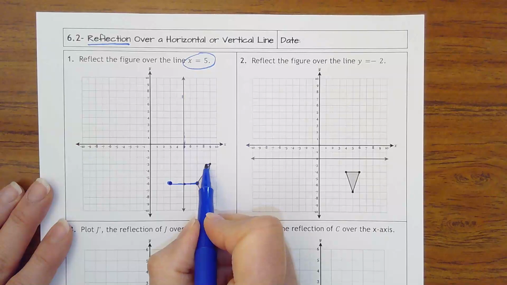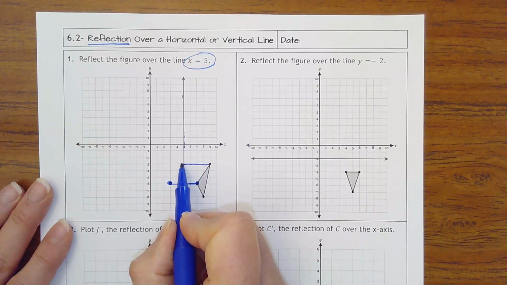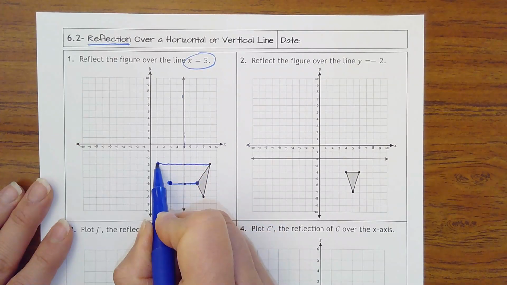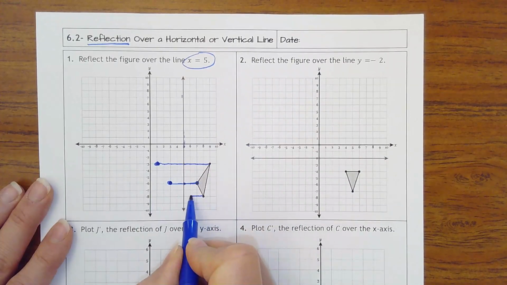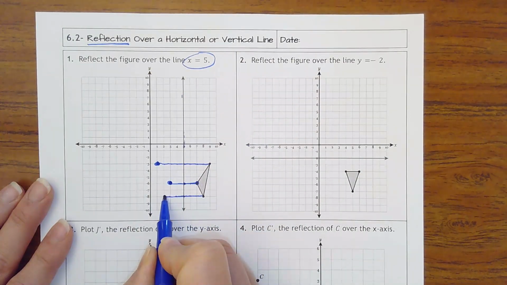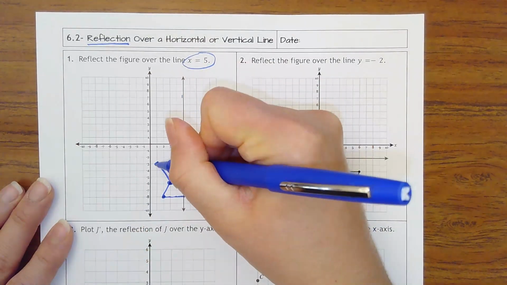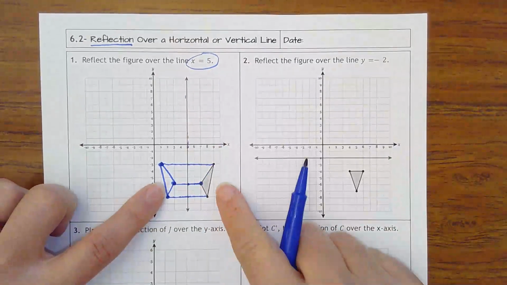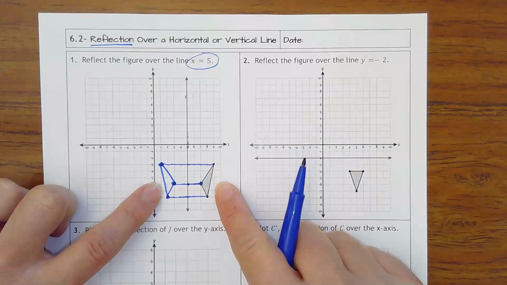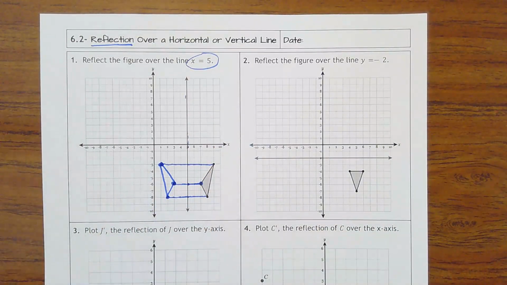Okay, take a point, so this is 1, 2, 3, 4 away, so I'm going to go 1, 2, 3, 4 away. And this one is 1, 2, 3 away, so I go 1, 2, 3 in the opposite. And so you can see that these are mirror images of each other. Kind of looks cool. It looks three-dimensional how we did it.